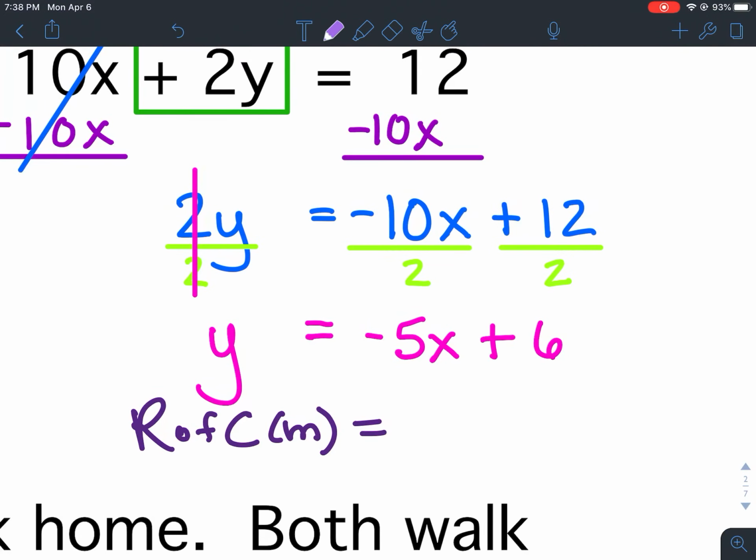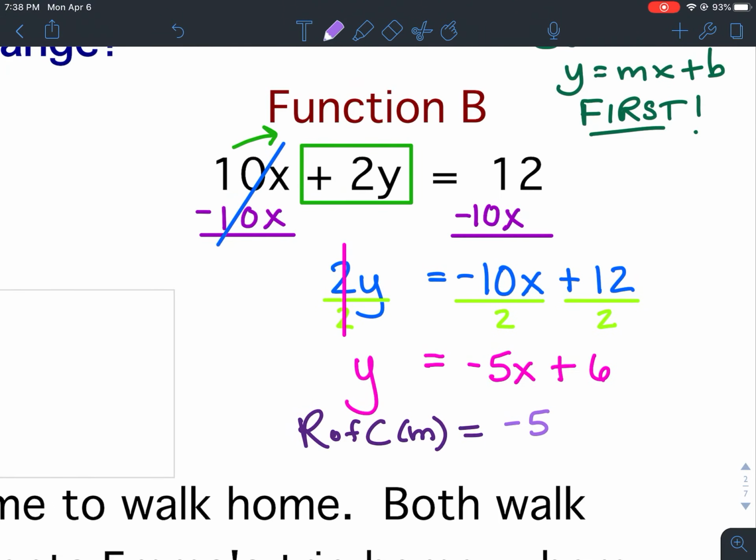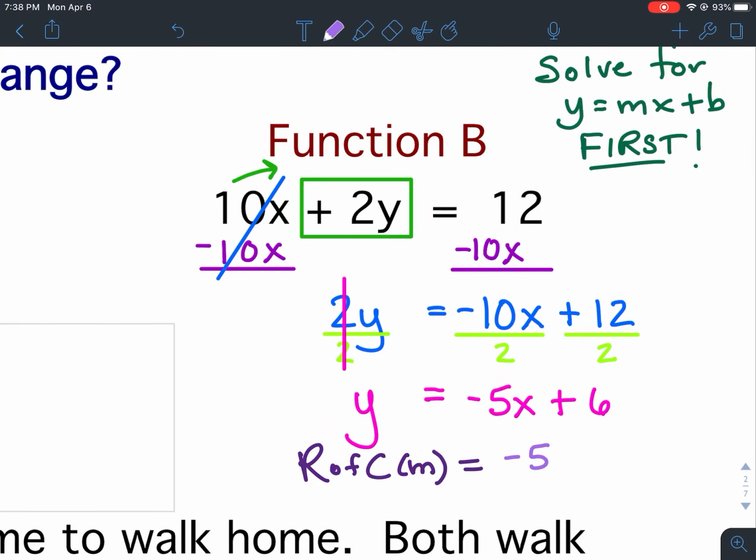So when you look at this problem, what is the rate of change? What is the slope of this equation? Remember, it's y equals mx plus b. M is in front of x. Well, the number in front of x is -5. So my rate of change for function b is -5. Pause the video and go ahead and get everything that's on the screen here written down.